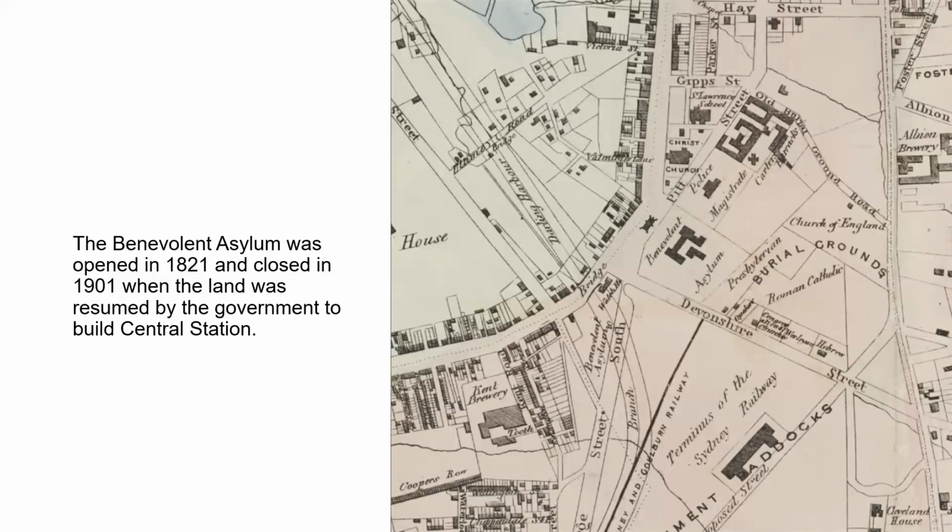The prevailing attitudes of these times were of deserving poor and undeserving poor. And to ensure that people were deserving, Benevolent Society staff would visit and interview people before they were provided with outdoor relief or permitted admission to the asylum. So this building was closed in 1901 when the land was resumed by the government to build Central Station.